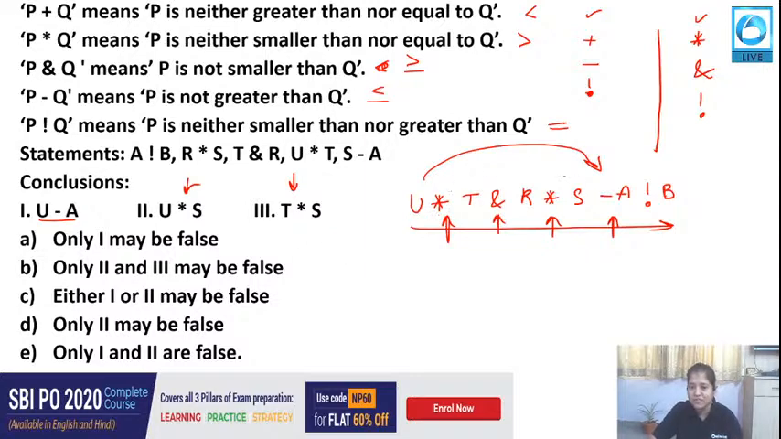So here we have the symbols, that is asterisk, ampersand, and minus. Now minus is here and your asterisk is here, right? So you can see that we have different symbols from different groups, right? So minus is coming here and your asterisk is coming here. That means you will not be able to determine the relationship between U to A. So U se A ka beech ka relation aap determine nahi kar paoge, because of the opposite nature of the symbol, right? So that is why U to A, the relationship cannot be determined, and hence 1 may be false.